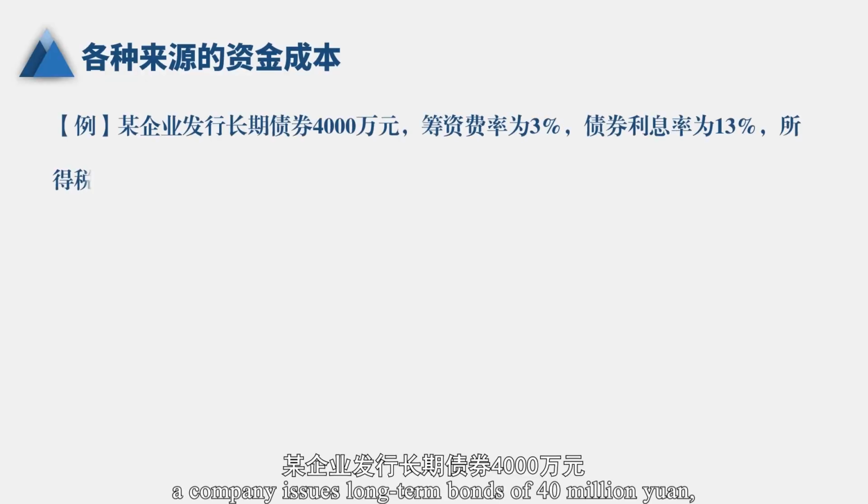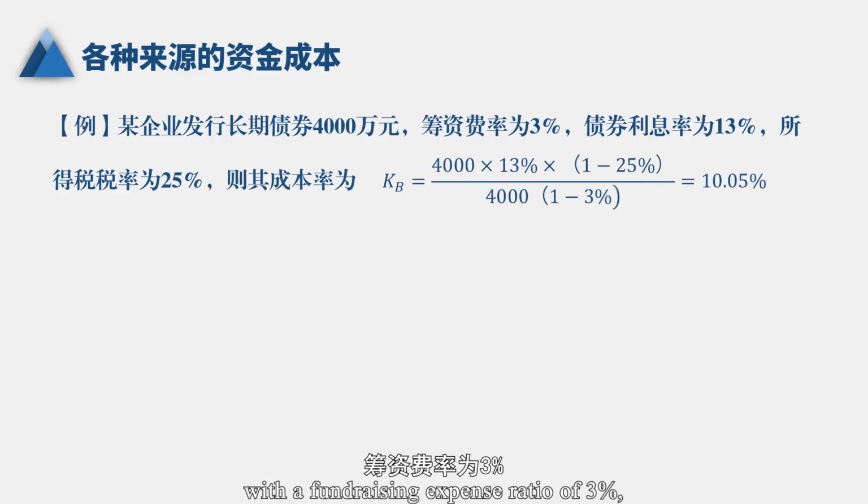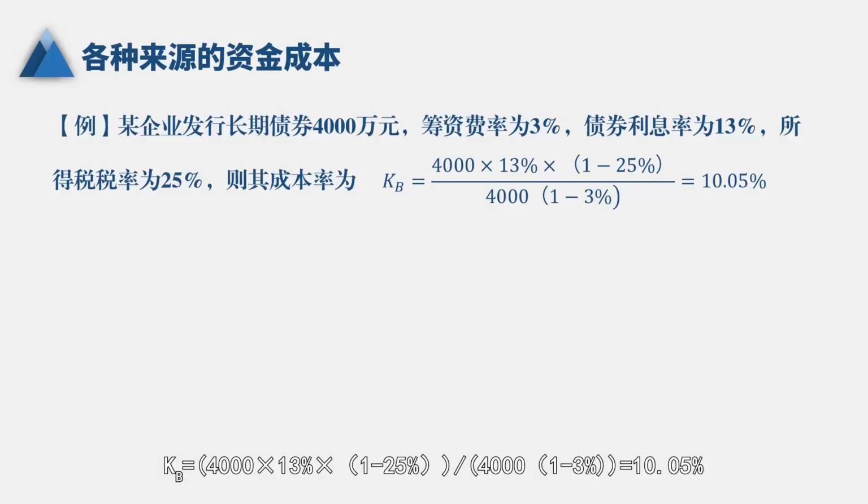For example, a company issues long-term bonds of 40 million yuan with a fundraising expense ratio of 3%, a bond interest rate of 13%, and an income tax rate of 25%. The cost rate would be K_B = 4,000 × 13% × (1 - 25%) / [4,000 × (1 - 3%)] = 10.05%.